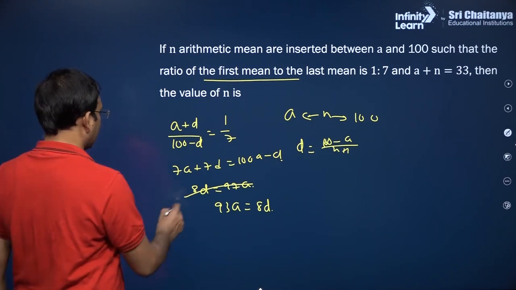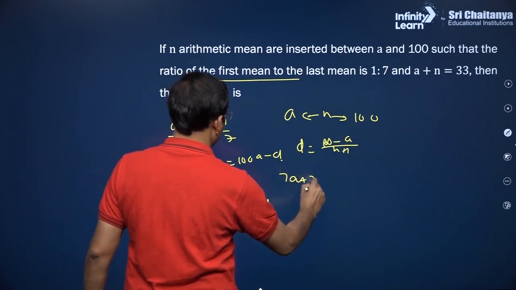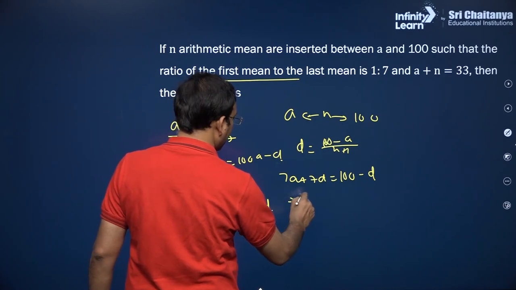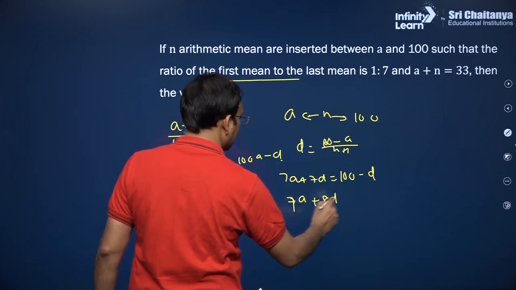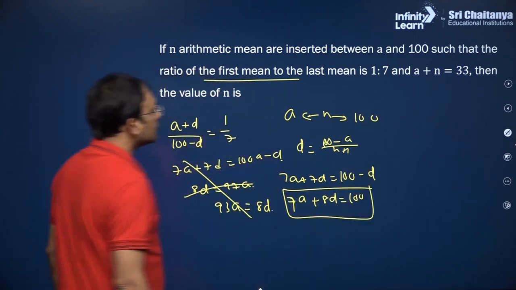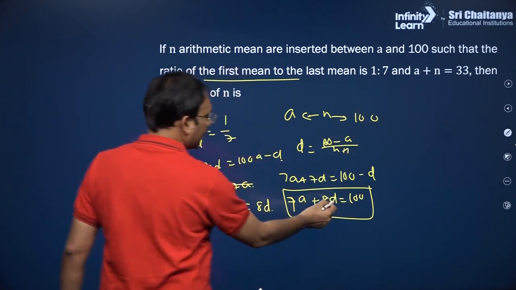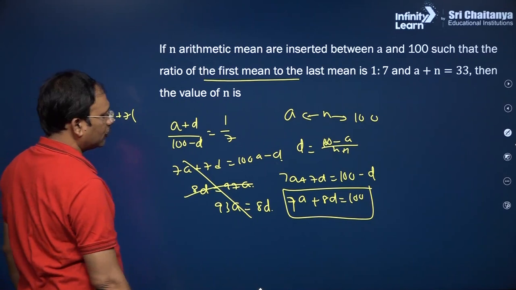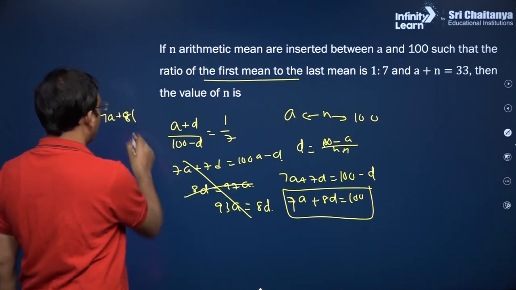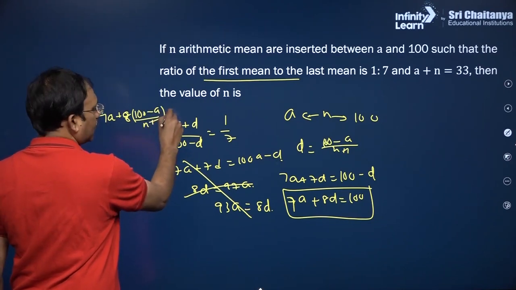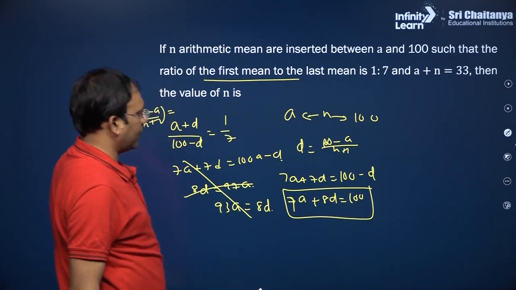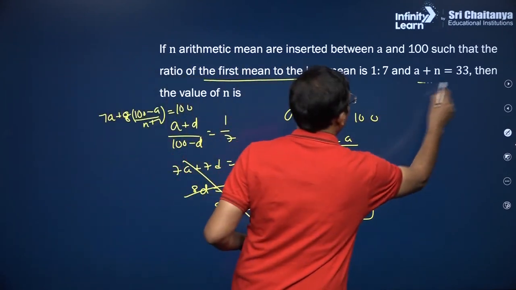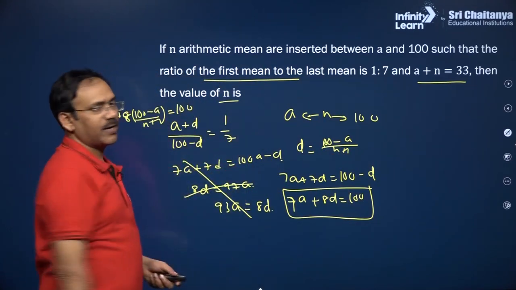You can observe your calculation properly. 7A plus 7D is equal to 100 minus D, so 7A plus 8D is equal to 100. This is one equation, my dear friends. The second equation he has given is A plus n is equal to 33. Here D you can eliminate by writing 8 into D as 100 minus A by n plus 1. This is equal to 7A plus 8D is 100. You got a linear equation in A and n alone. Here also you got A plus n is equal to 33. If you solve, you will get the n value, my dear friends, which is 23.